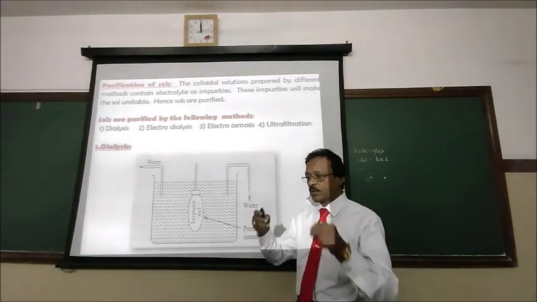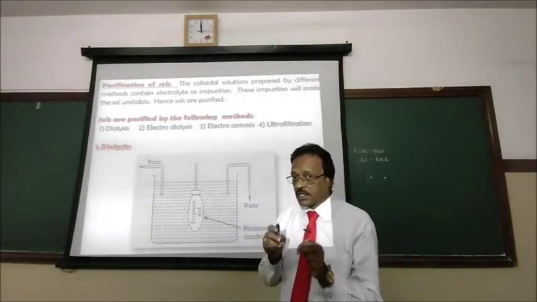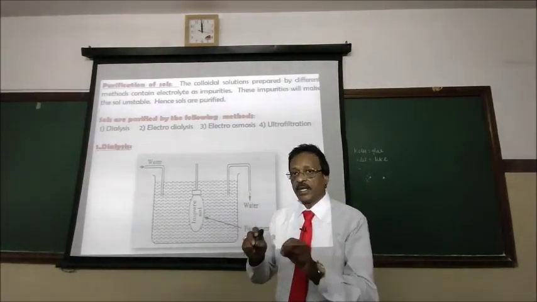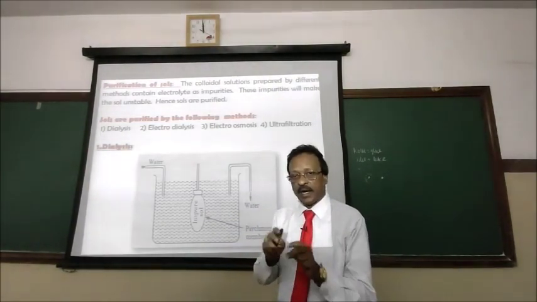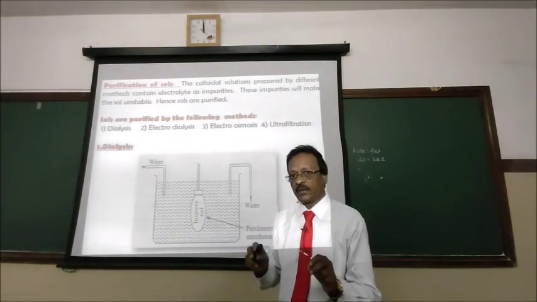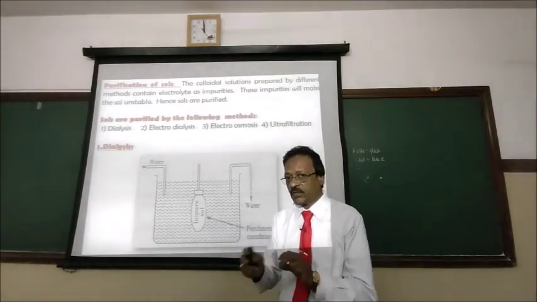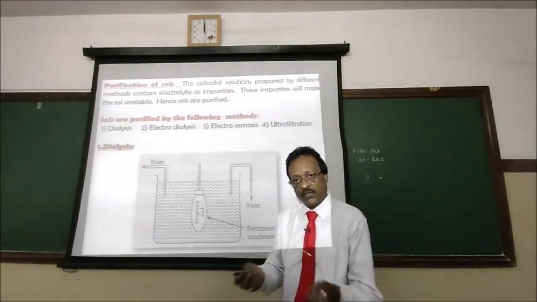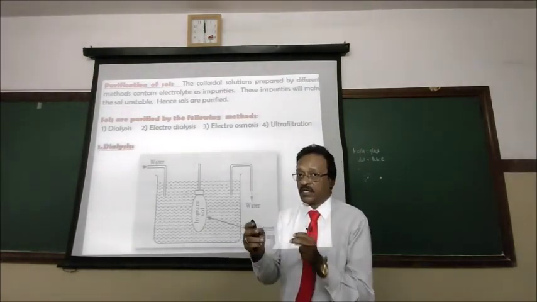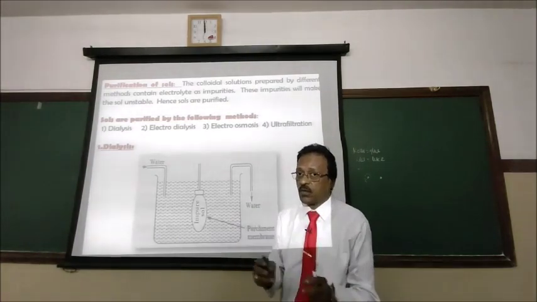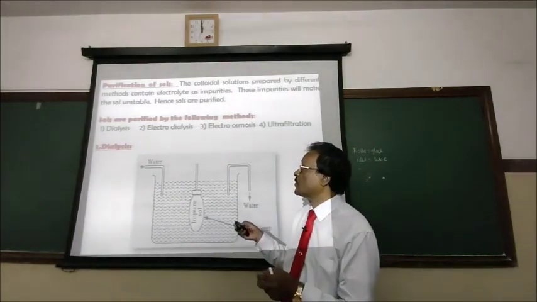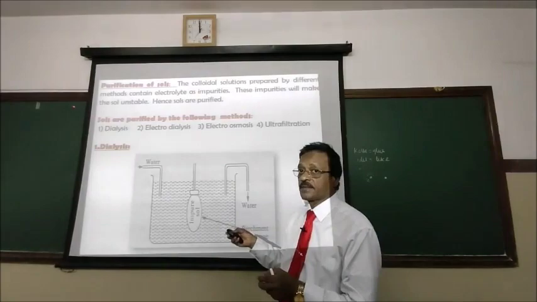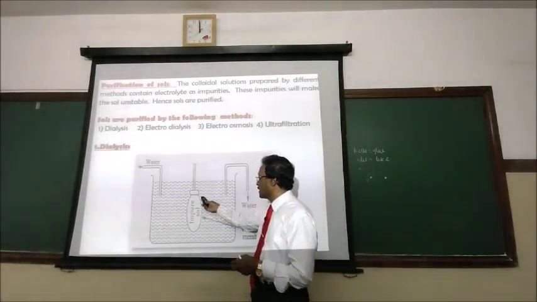So you note the properties. Crystalloids diffuse rapidly through the membrane, while colloids diffuse slowly through the membrane. This is a fractional difference in the diffusion property. Crystalloids means ionic impurity; they diffuse rapidly, but colloidal particles diffuse slowly. Taking advantage of this, sols can be purified by dialysis. That means you use a dialyzing membrane.